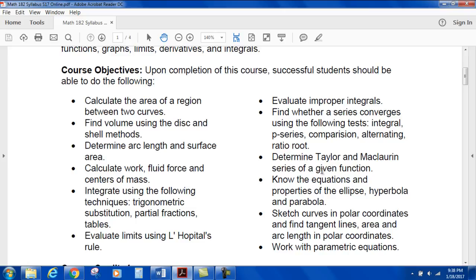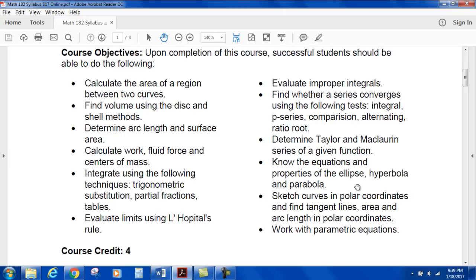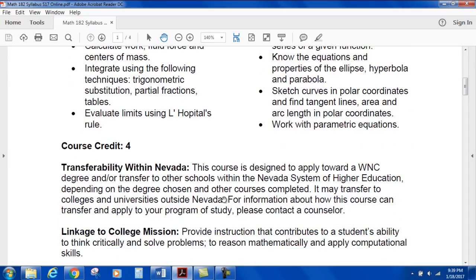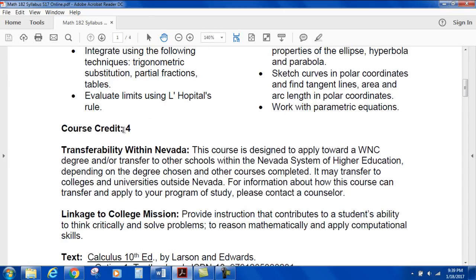Determine Taylor and Maclaurin series of a given function. Know the equations and properties of the ellipse, hyperbola, and parabola. You might remember those from pre-calculus days. Sketch curves in polar coordinates and find tangent lines, area, and arc length in polar coordinates. Work with parametric equations. Wow, I feel like I need a nap after reading all that already. That's quite a lot. This is a 4-credit class.